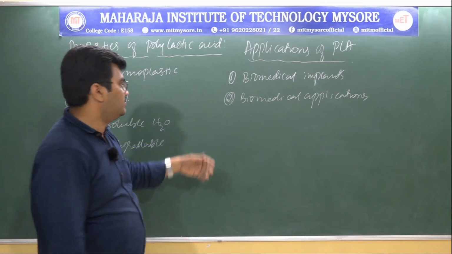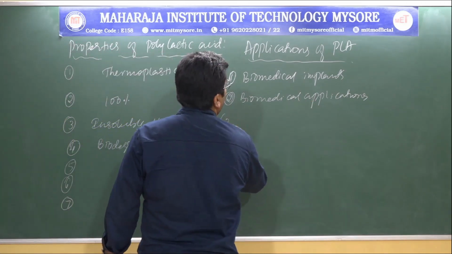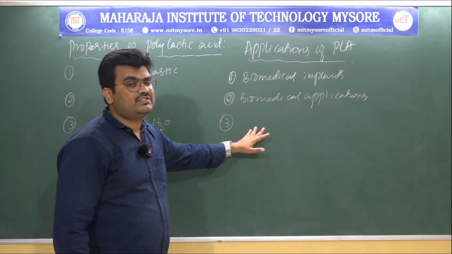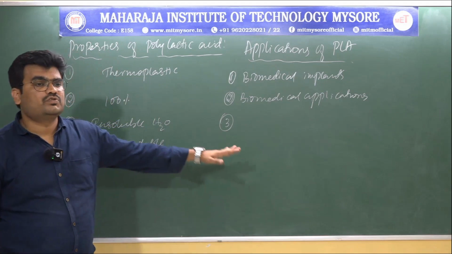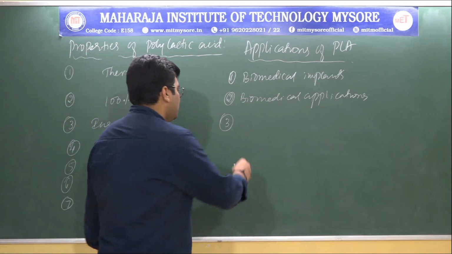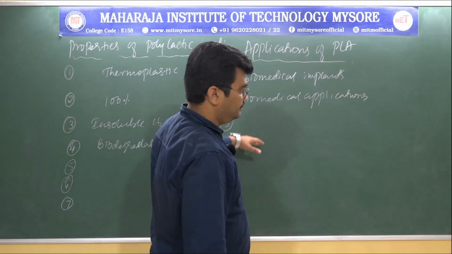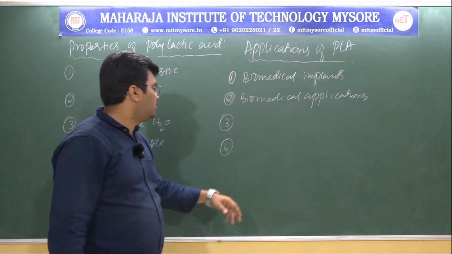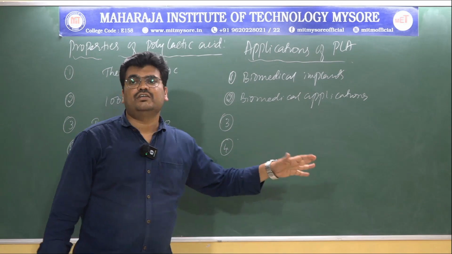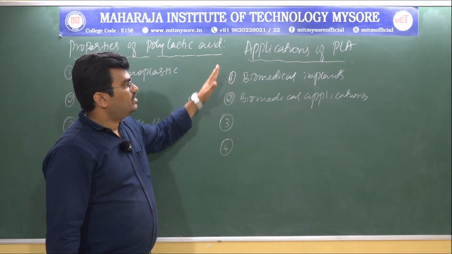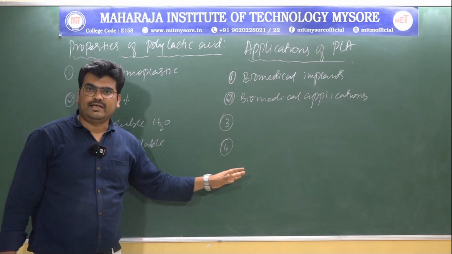Drug delivery devices. And coming to the third application of polylactic acid, it is used in disposable garments and diapers, right? And the fourth one is that it is used in disposable food packaging, tablewares and compost bags, right? These are some of the very important applications of polylactic acid.